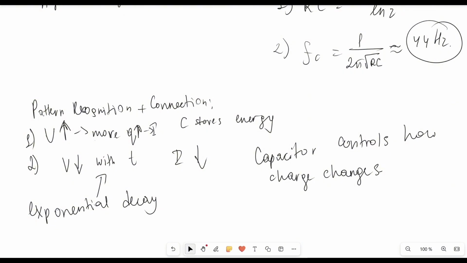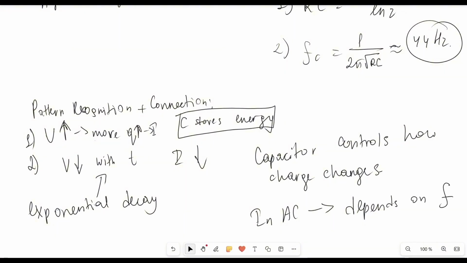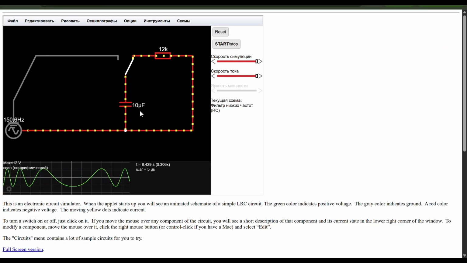So now I conclude that a capacitor stores energy. Voltage and current depend on circuit conditions. Also, in an AC source, it depends on frequency. Also in Falstad, we can see how charges move, how current changes, how the capacitor charges and discharges. This makes the physics clear visually.